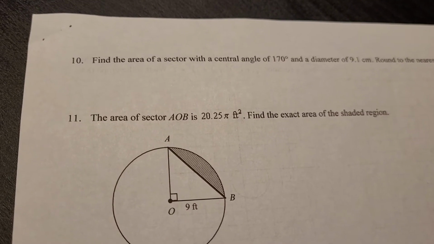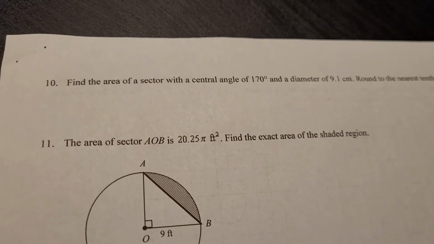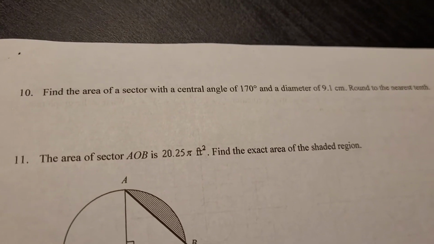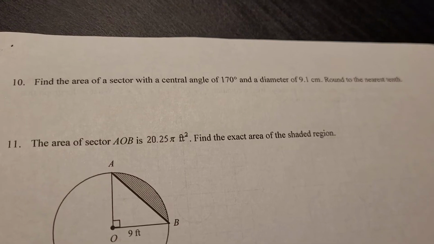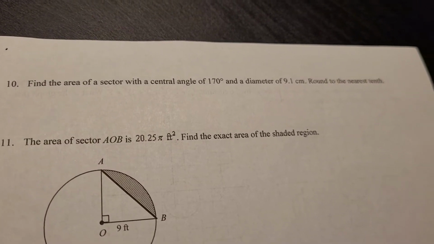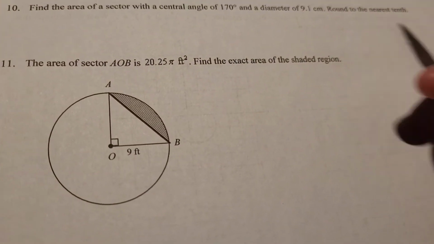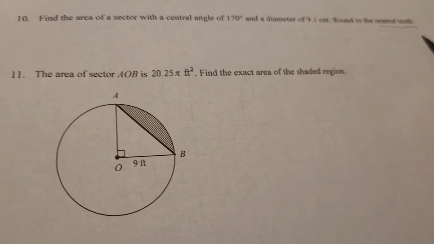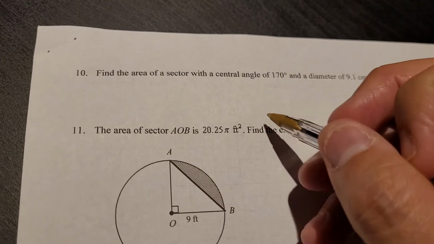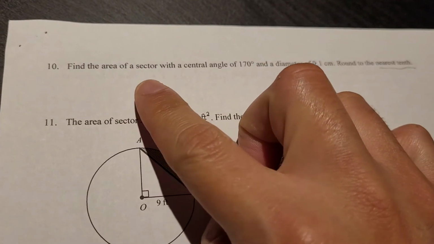Okay, so now we're looking at number 10. Find the area of a sector with a central angle of 170 degrees and a diameter of 9.1 centimeters. Round our answer to the nearest tenth. So that's 1 decimal place. So we wanted the area of a sector.